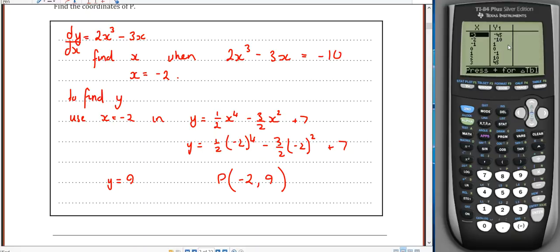If the value you want is not in the table, you have to put in another line here and put in minus 10. And what that looks like on the graph is like that. How do I then find it? Well, it's this intersection point. So I then do second and intersect.